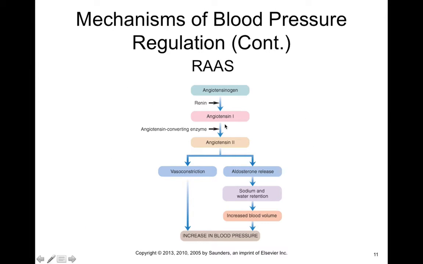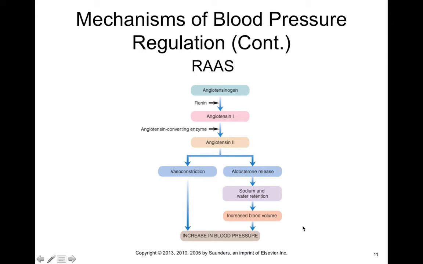So just to summarize this process, what we see is that the kidneys will release renin when blood pressure is low. Renin converts angiotensinogen into angiotensin 1. Angiotensin 1 is converted to angiotensin 2 by the enzyme angiotensin converting enzyme, or ACE, which is found in your lungs. Angiotensin 2 can stimulate vasoconstriction to increase blood pressure, or it can also stimulate the release of aldosterone, which can help you retain sodium and water to increase blood volume to also increase blood pressure. What's missing on this slide are the effects of angiotensin 2 on thirst as well as antidiuretic hormone.